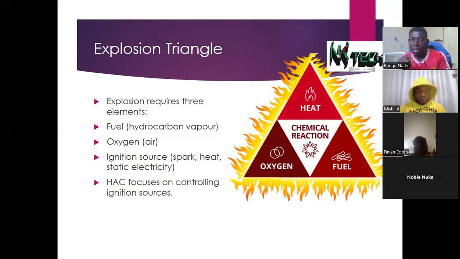So if you can stop this heat from occurring by selecting the right equipment, then you have saved that plant from exploding. Explosion requires three elements. We have the fuel, we have the oxygen, we have your ignition source, your spark, your heat, your static electricity. And then the HAC focuses on controlling this ignition, which are these things we just mentioned. So hope this is very clear. Okay, let's move forward.